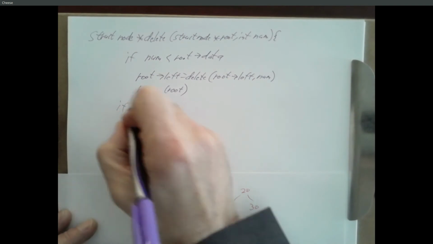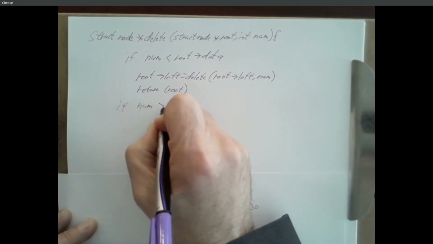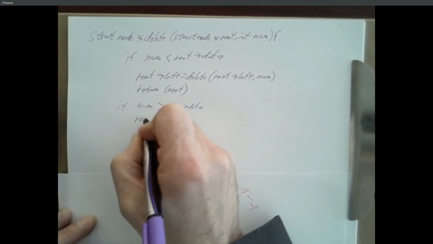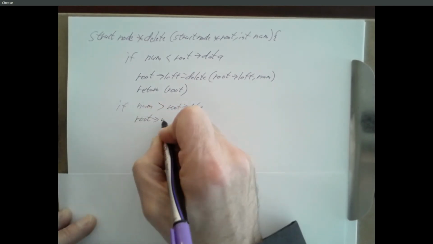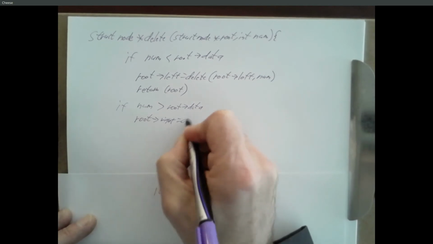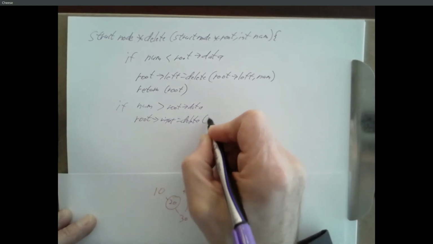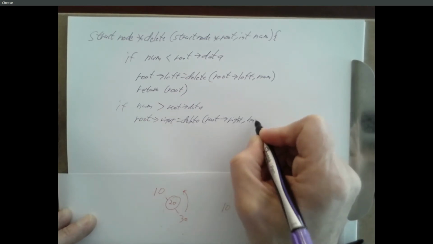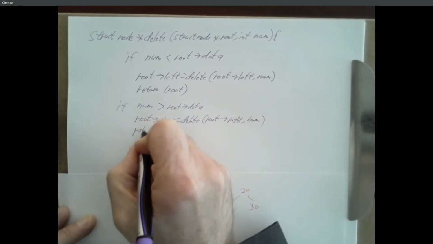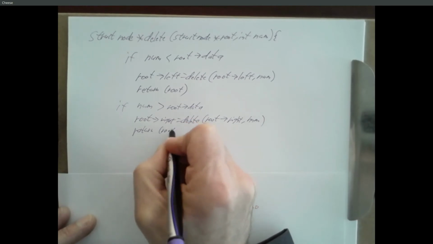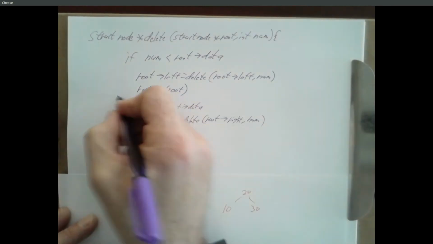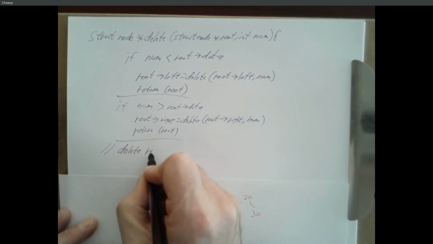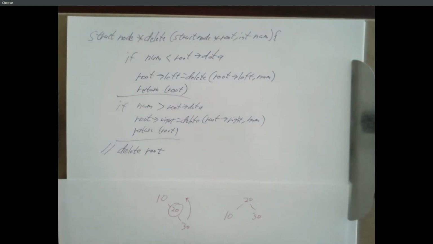So same thing on the right. If the number is greater than root data, modify the right subtree. And return the root. Otherwise, we got to do the work. We got to remove the root.